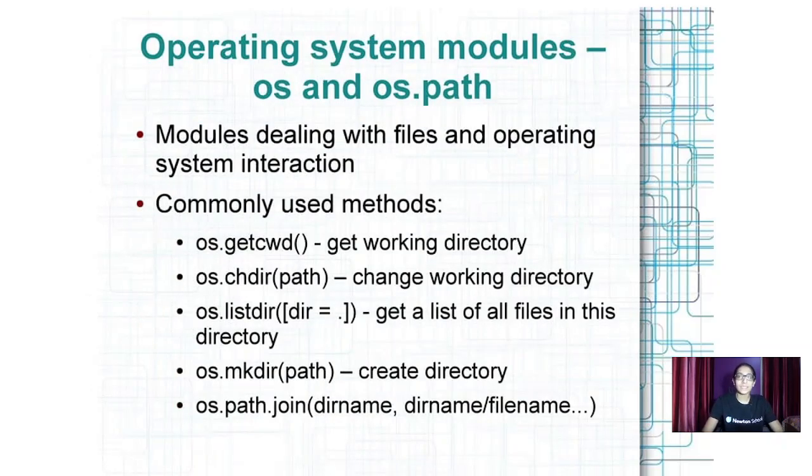In the operating system module, we get functions for dealing with files, operating system interactions, and many more. Commonly used methods in os are getcwd, to get the current working directory, then path, and then mkdir. If you have to make a new directory or new folder, you can just write mkdir with the path name.